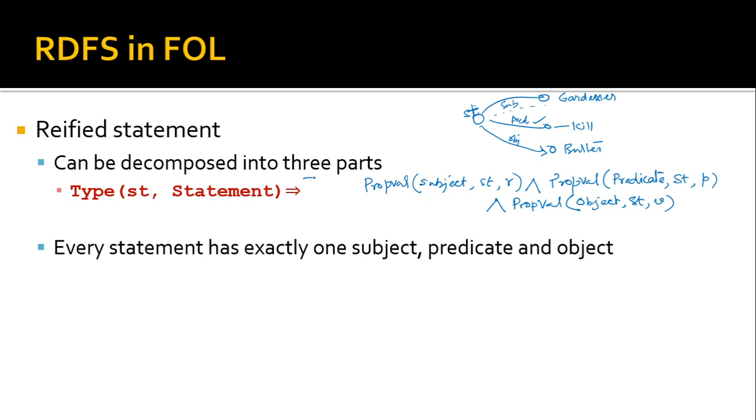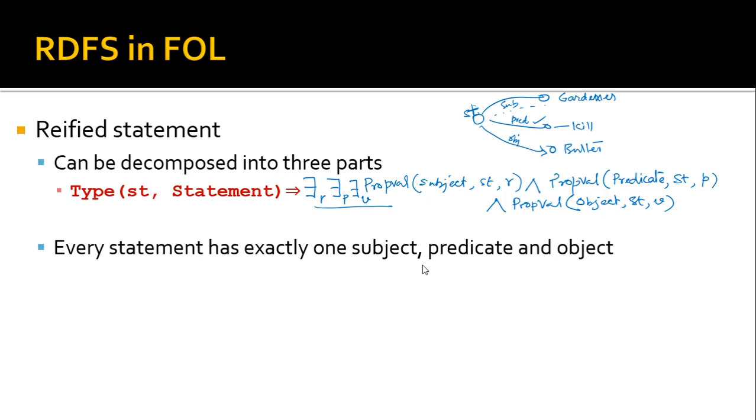And there should be at least one subject. Sorry, you have used R, right? So you have used R, there exists P, and there exists V, right? So a statement has got at least one subject, one predicate, and one object, and that's how we can model in first order logic, right? Now how do you model that every statement has exactly one subject, one predicate, and one object? How can we do that?